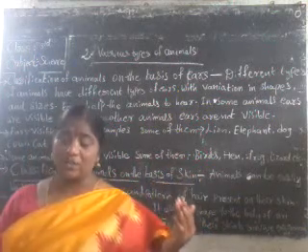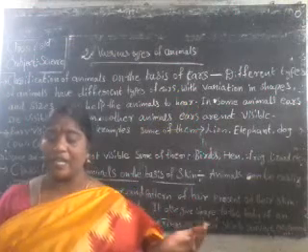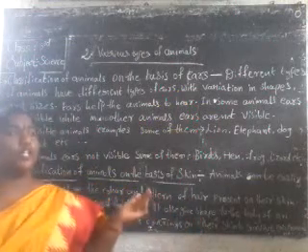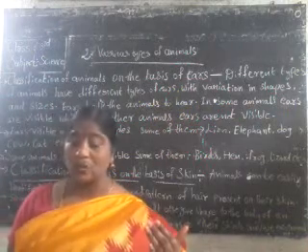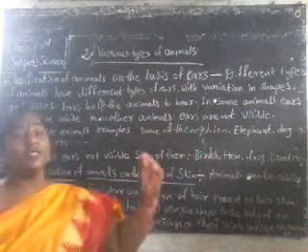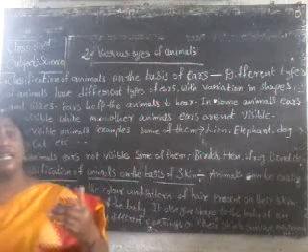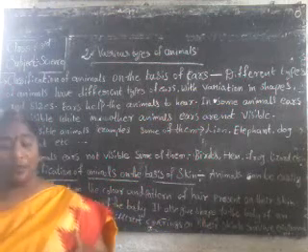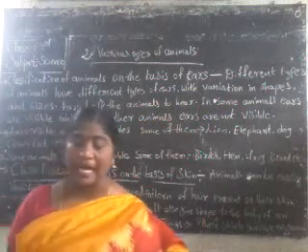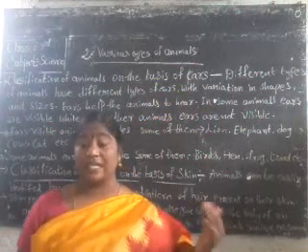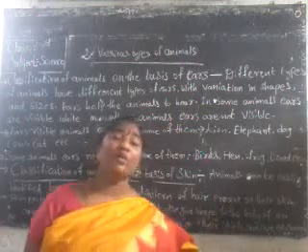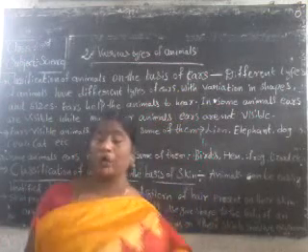In your textbook there is also one table. Animals whose ears can be seen: you should write the names of the animals. Next, animals whose ears cannot be seen: you should write those names in the textbook. And animals that do not have hair on their body.